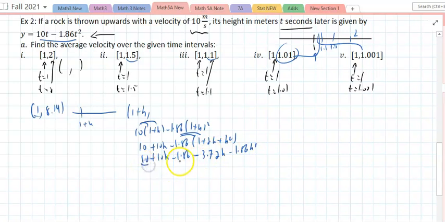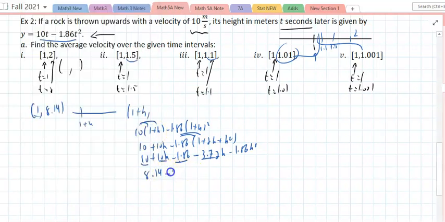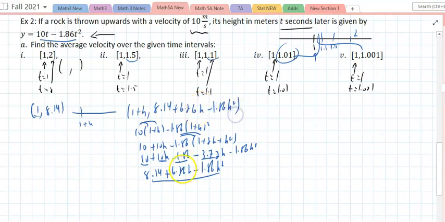So altogether, it looks like I'm looking at 8.14. What is 10 minus 3.72? 6.28h minus 1.86h squared. So the y value is all of this mess. Now I know it looks like a lot of work.